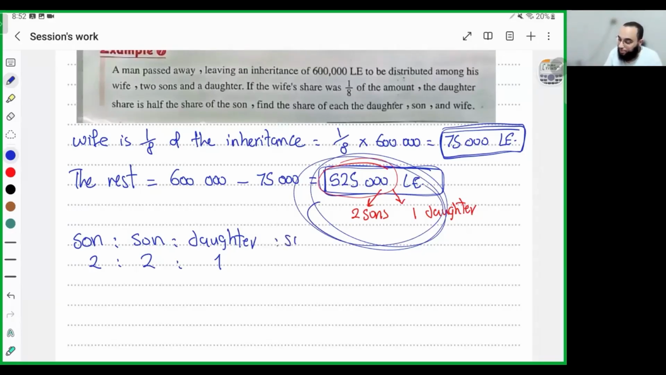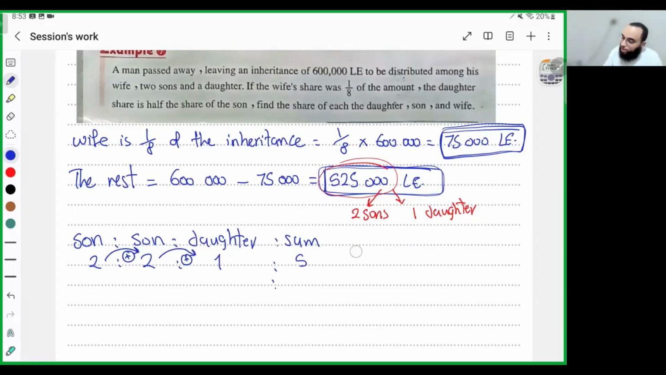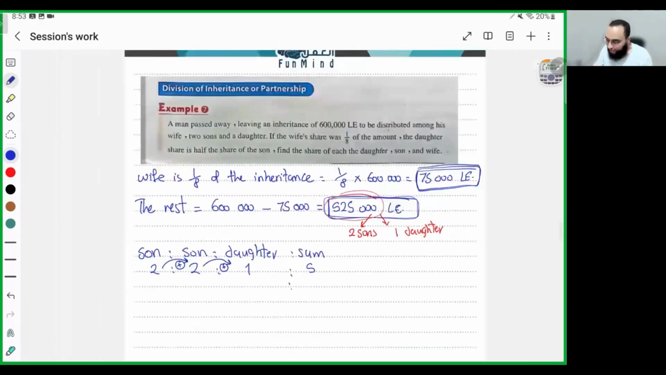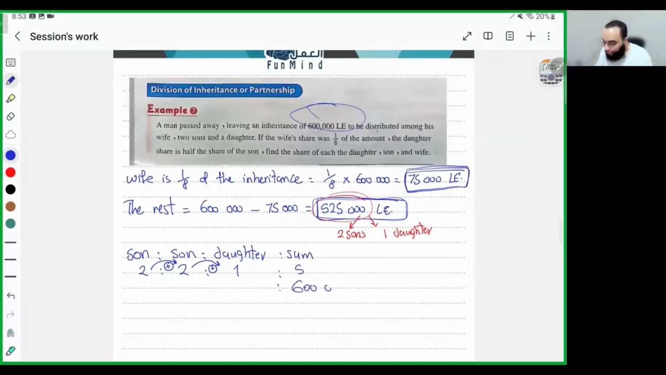Then I'll make a sum section. I'll add all of the ratios. 2 and 2, 4. 4 and 1, 5. This is a 5. And this part, which we will distribute among the sons and the daughter, I'll write it here. Don't tell me, mister, here I'll write this part. It's not correct. This part belongs to the wife.